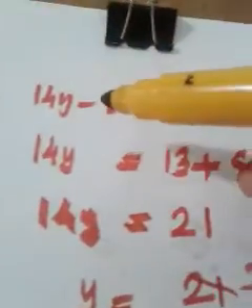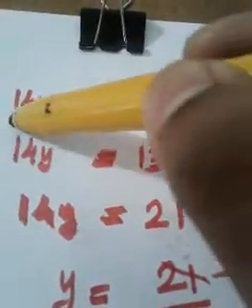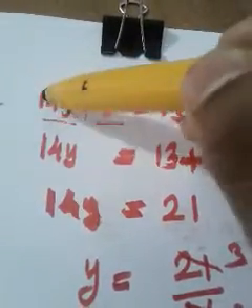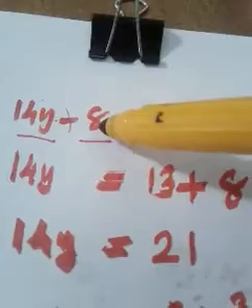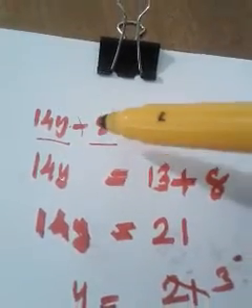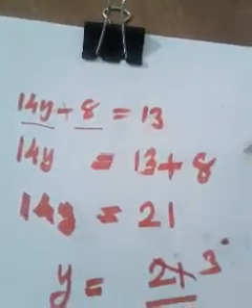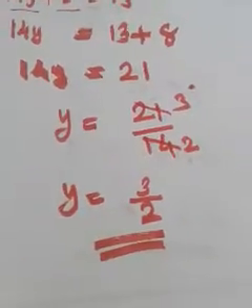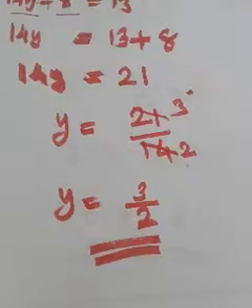Let me explain once again. This is a term, this is another term. Can you consider it as two terms? No, 14y is a single term because 14 and y are multiplied together, and this is a separate term. What we can do is take this separate term to the right side first, and in that step by step way we can separate y. So we got the value of y as 3 by 2.